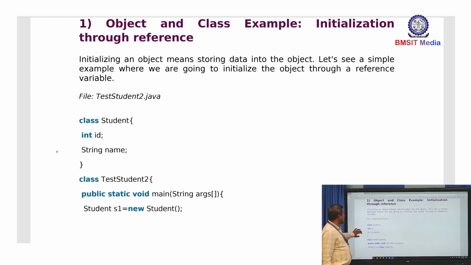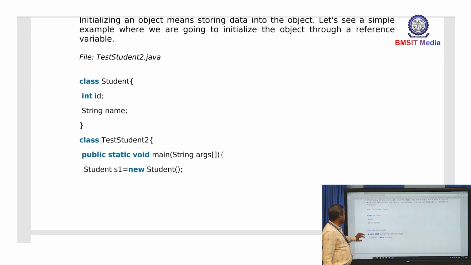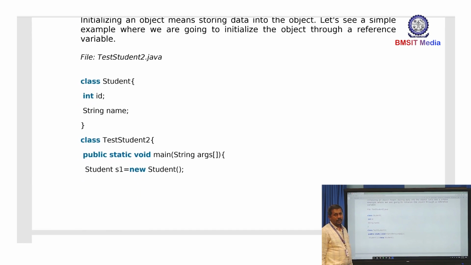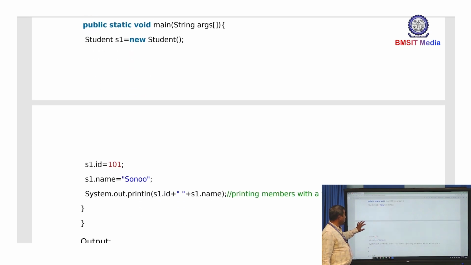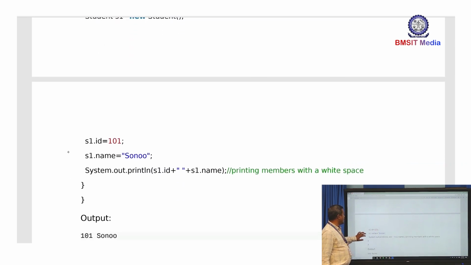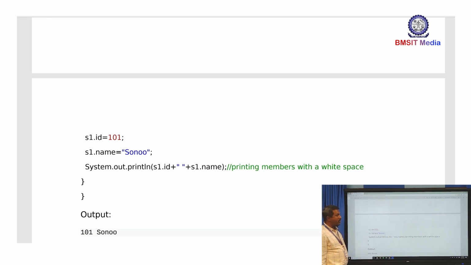As you can see, we have a class called Student with two members, an integer id and a string name, and we have one more class, TestStudent2, which contains the main function. Inside the main function, we have a Student object s1 created with the help of the new keyword. Then we use this s1 object to initialize the value for the id, that is s1.id, with the value 101, and s1.name with some string.